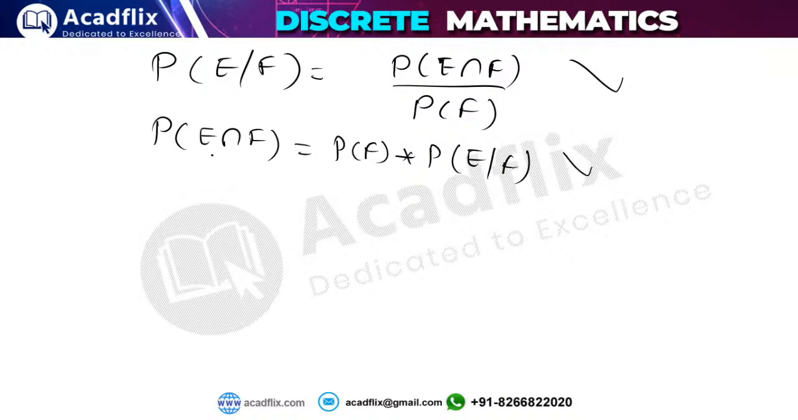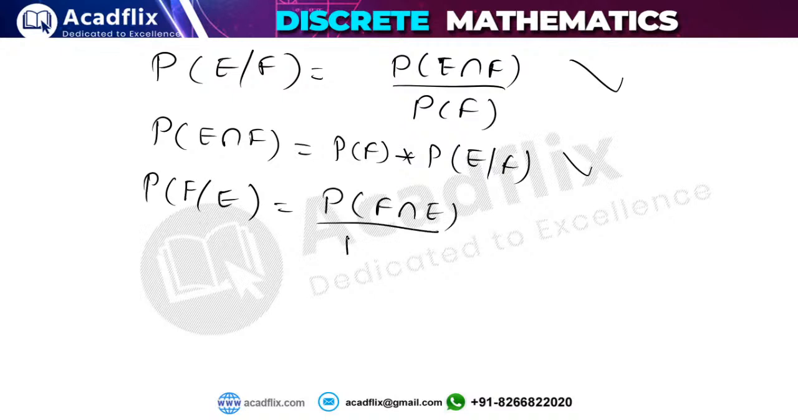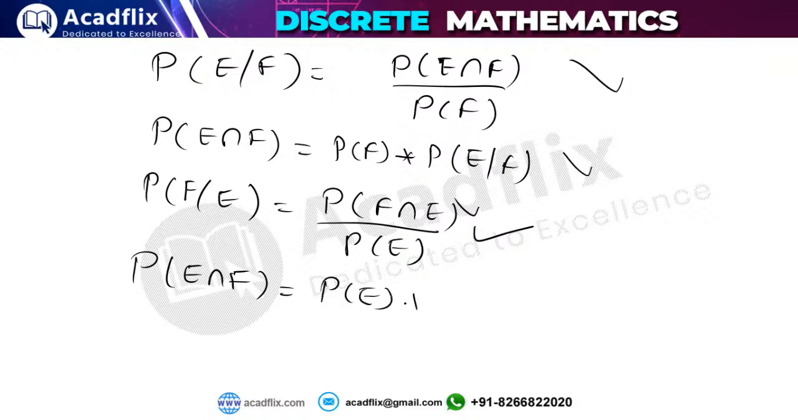But remember one thing, this P(E intersection F) can also be found another way. Let's see this. P(F given E), what is this? This is nothing but P(F intersection E) divided by P(E). This also we have seen. From here you can find P(E intersection F). Of course F intersection E and E intersection F both are same. So the answer will be P(E) multiplied by P(F given E).